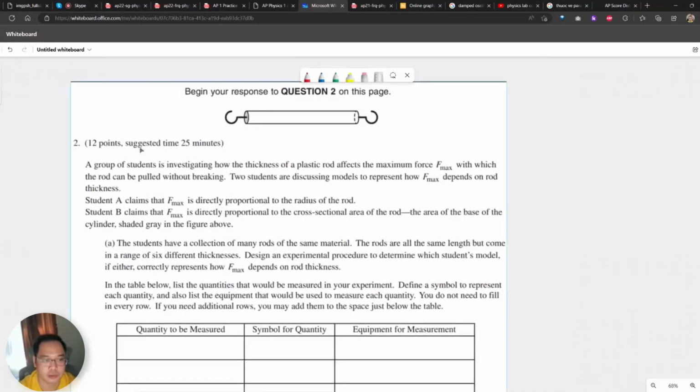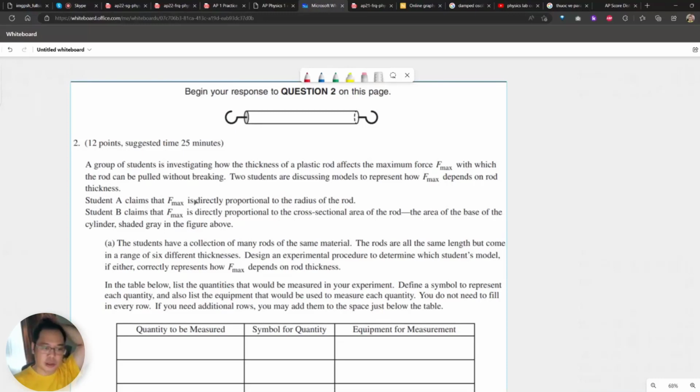Question 2. A group of students is investigating how the thickness of a plastic rod affects the maximum force with which the rod can be pulled without breaking. Two students discussed the model, pulling this rod and trying to make it break. A typical experiment. The two students are discussing models to represent how the maximum force depends on the rod thickness.